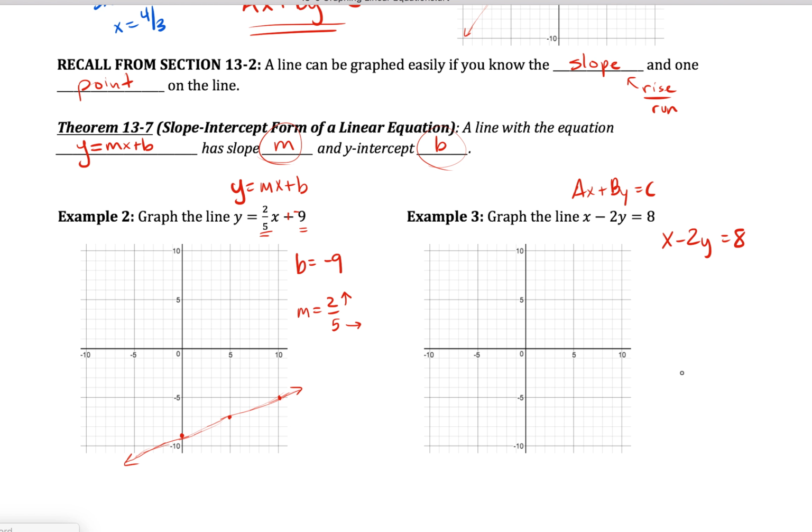And now I want to turn this into, eventually I want to have it say y equals something times x plus something. And so what that means is I need to isolate this y. Get this y right here all by itself. First thing I'll do is I'll subtract x from both sides. Now the x is gone here, the minus sign is not. It turns into a negative sign on 2y.